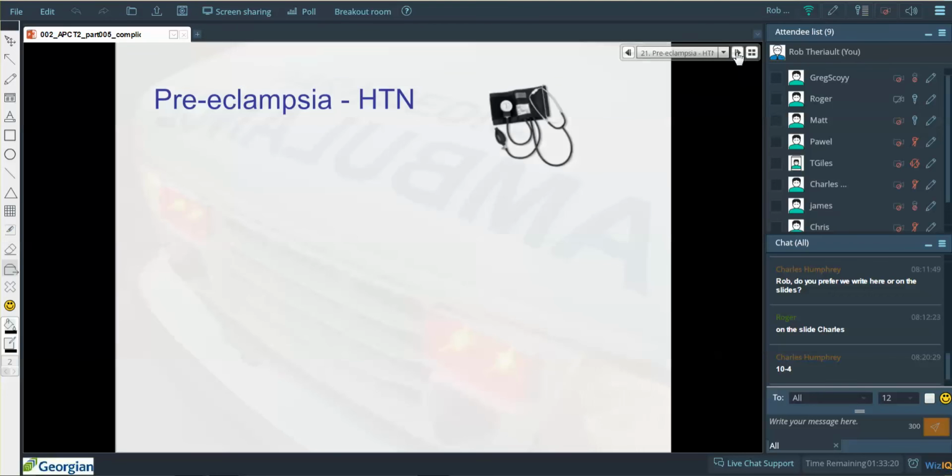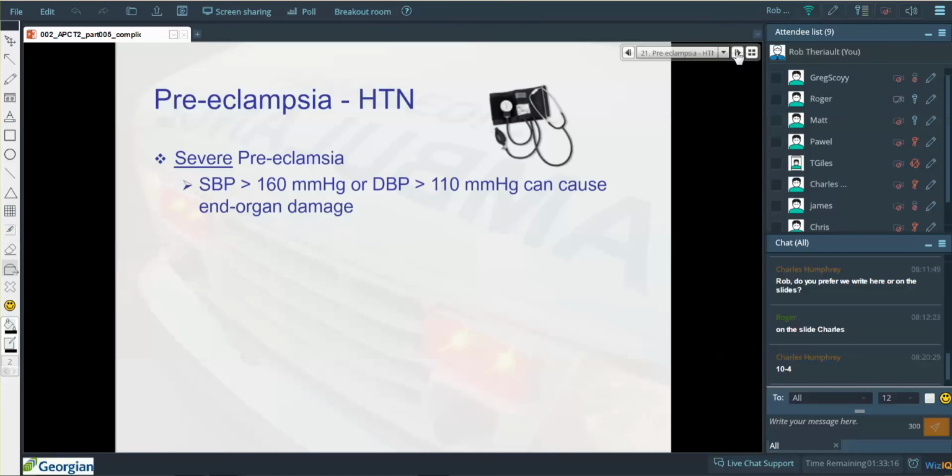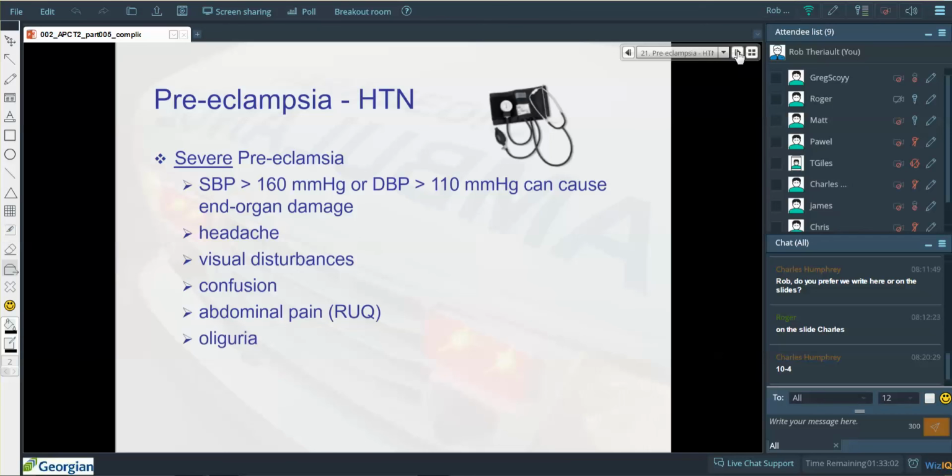and severe preeclampsia would be systolic greater than 160 or diastolic greater than 110 or both, which ultimately can lead to end organ damage: headaches, visual disturbances, confusion, right abdominal pain, typically right upper quadrant pain, and oliguria, peripheral edema, pulmonary edema. Again, this is why it's important to auscultate the chest in mums.